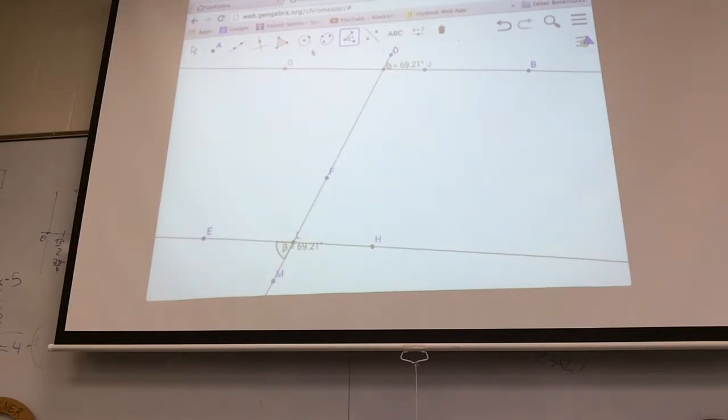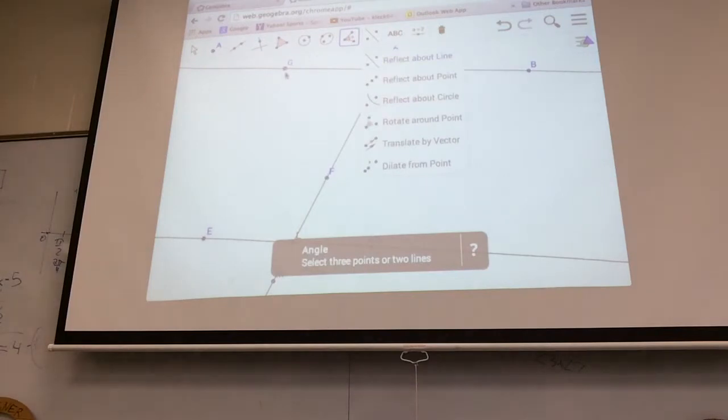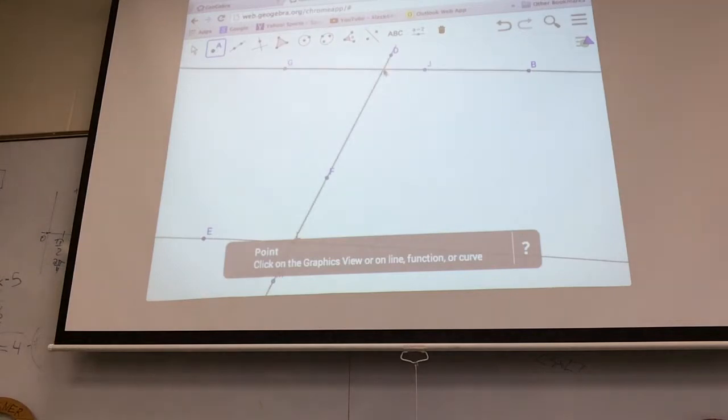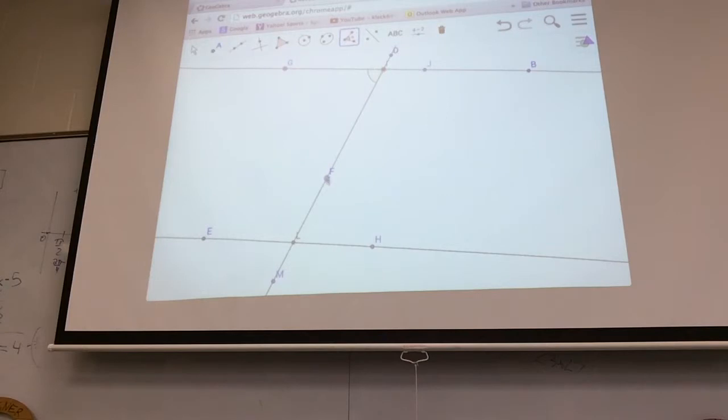The only one we haven't done yet is the same side interiors. All right, so let's do that one. Okay, so that's same side interior angles. Is that number the same number? So these are not congruent. Okay? You better not say that.